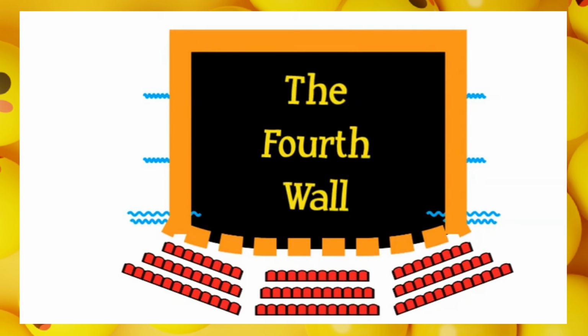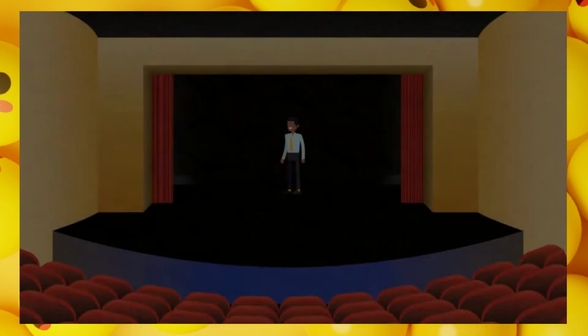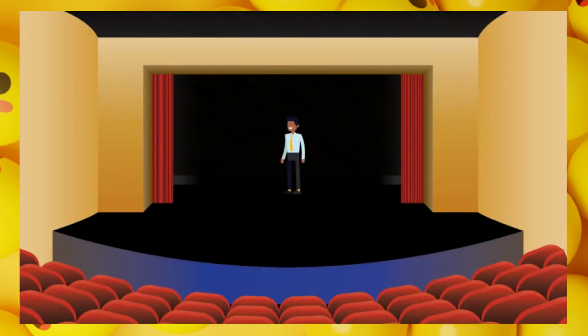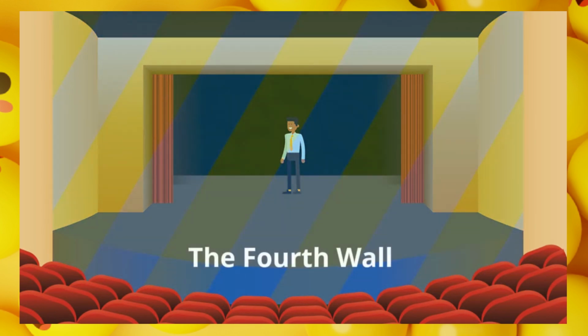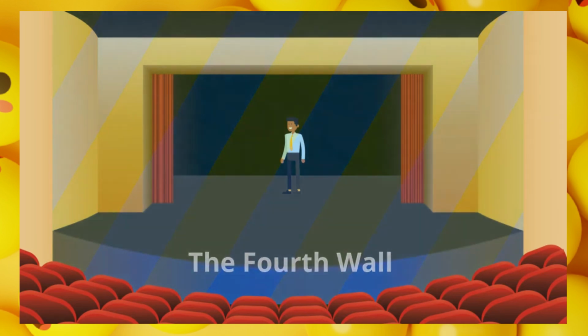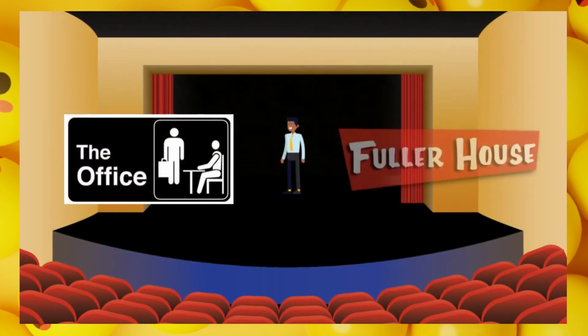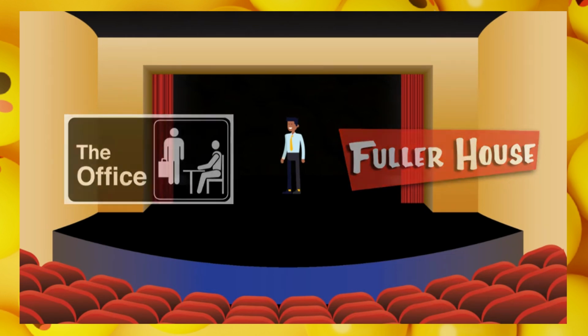However, there are times when characters in a story may speak directly to the audience. This is called breaking the fourth wall. In this instance, actors remain in character but demonstrate an awareness of the audience. Popular instances of this can be found on shows like The Office and Fuller House. Here is one of the best known instances of breaking the fourth wall.